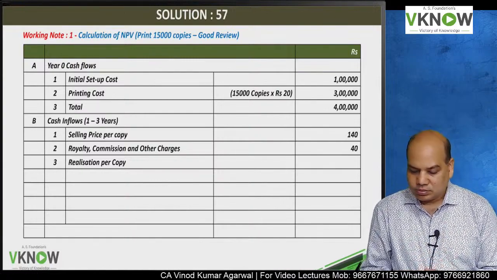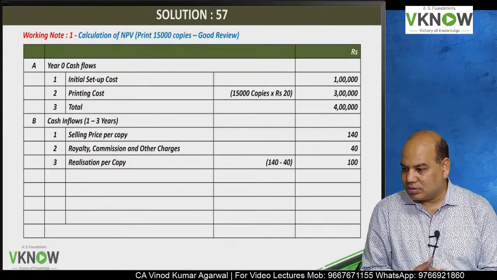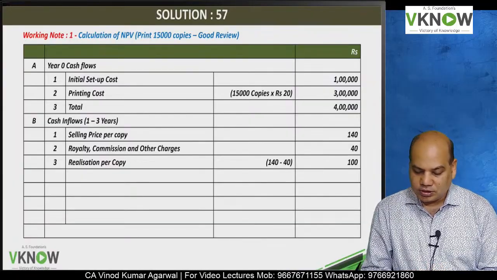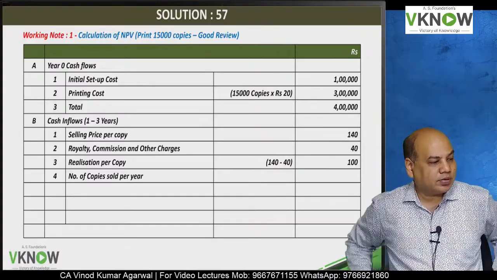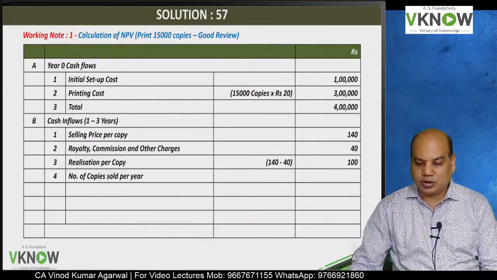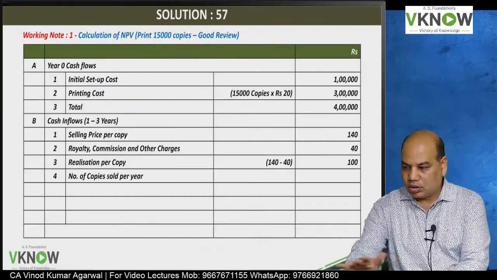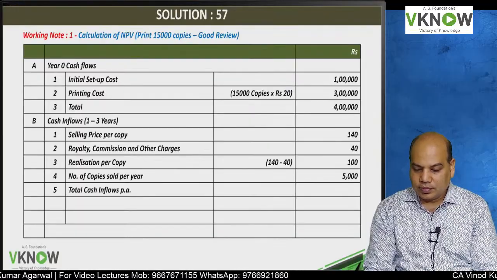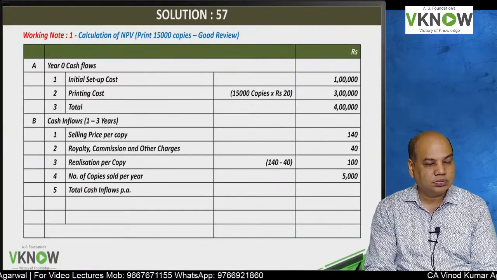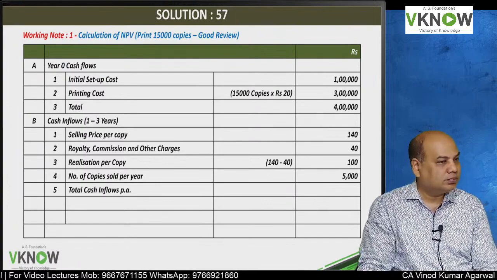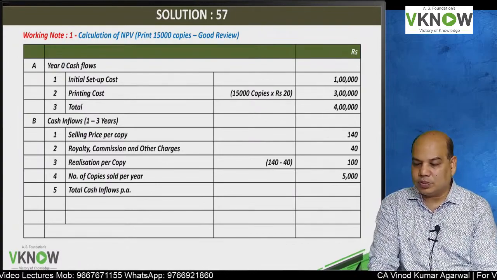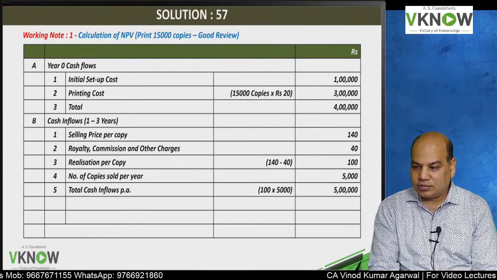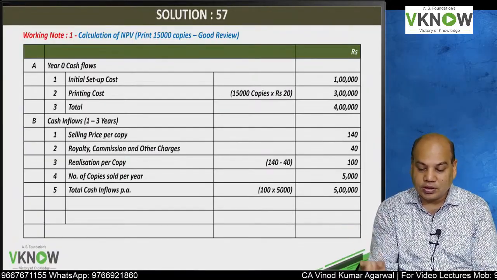Realization per copy. So what is your net cash inflow or contribution per copy? 100 rupees. Number of copies sold per year, 5,000. Total cash inflow per annum, 100 into 5,000, 5 lakh. 5 lakh is per annum for 3 years.